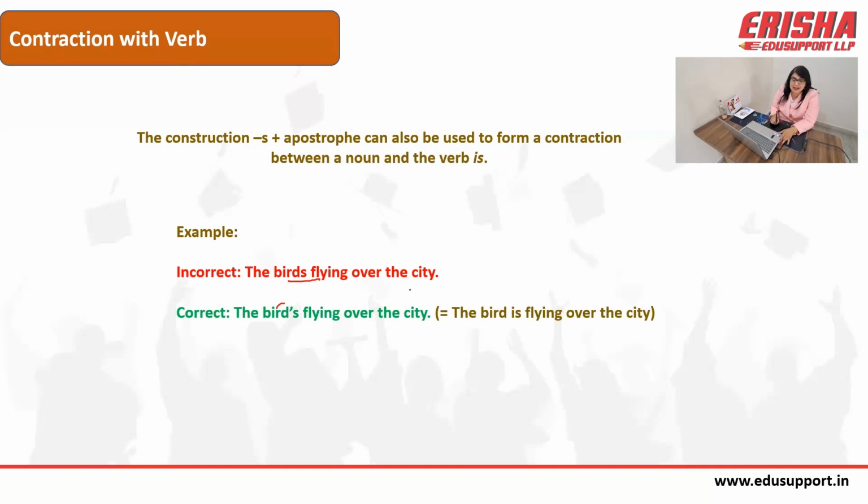Now how to say that? We can say bird apostrophe s flying over the city. That means the bird is flying over the city. So to show the contraction with the verb is, we sometimes put apostrophe plus s.